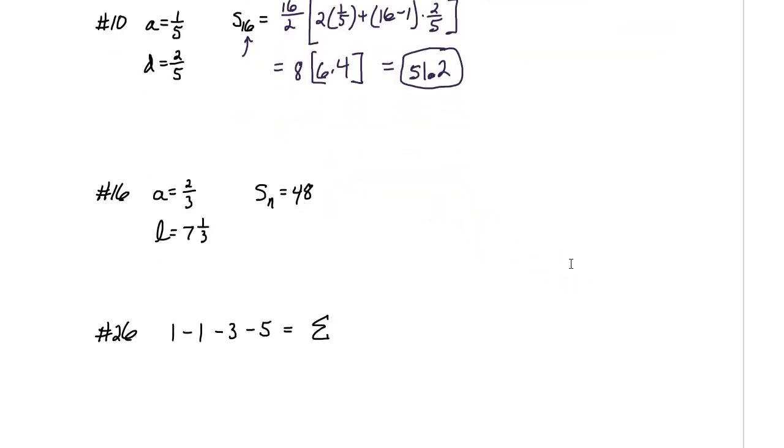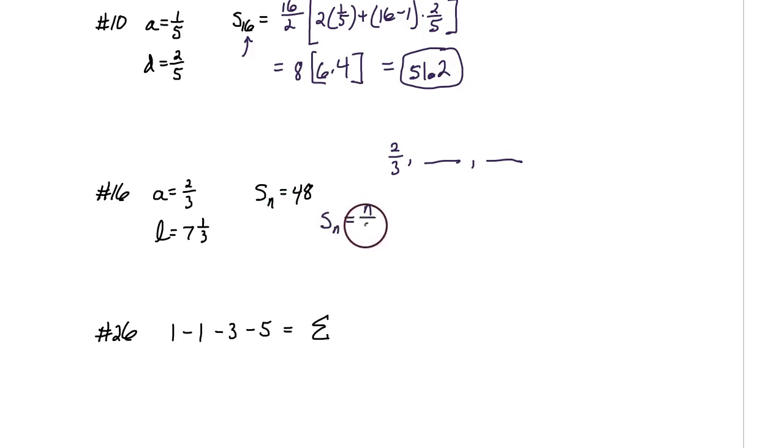Number 16. Write the first 3 terms of an arithmetic progression. We know the first term is 2/3. But we want to get the second one and the third one. What we have to work with is the value of a, the value of l, which means the last term, and we're told what the sum of n terms is, 48. So let's use a formula involving the sum when you know a and l.